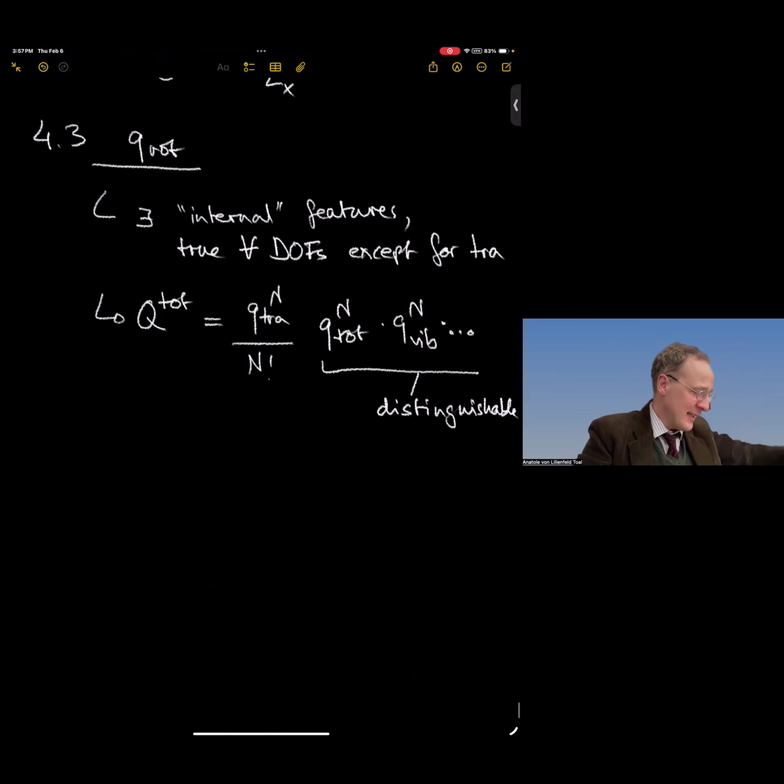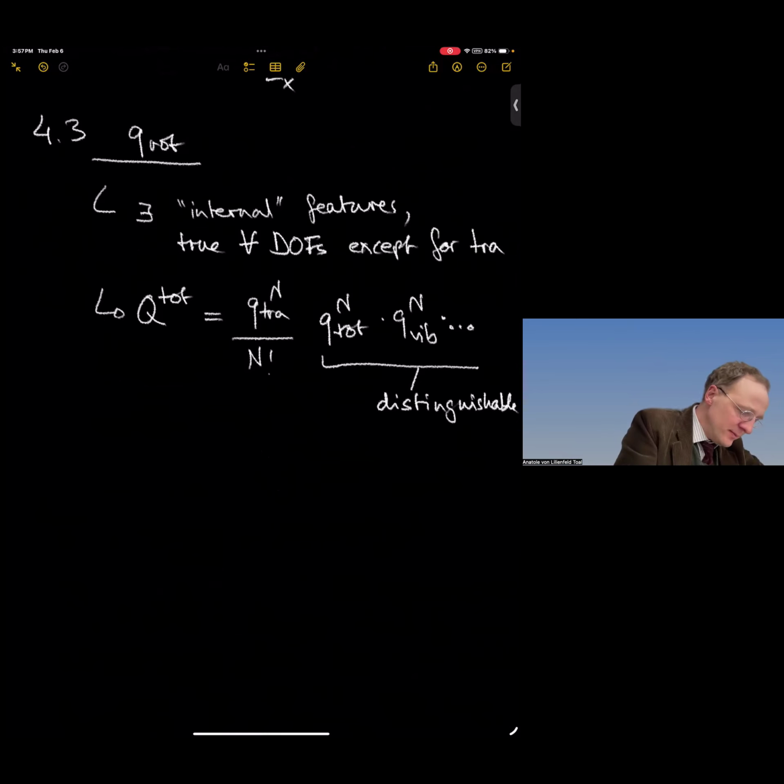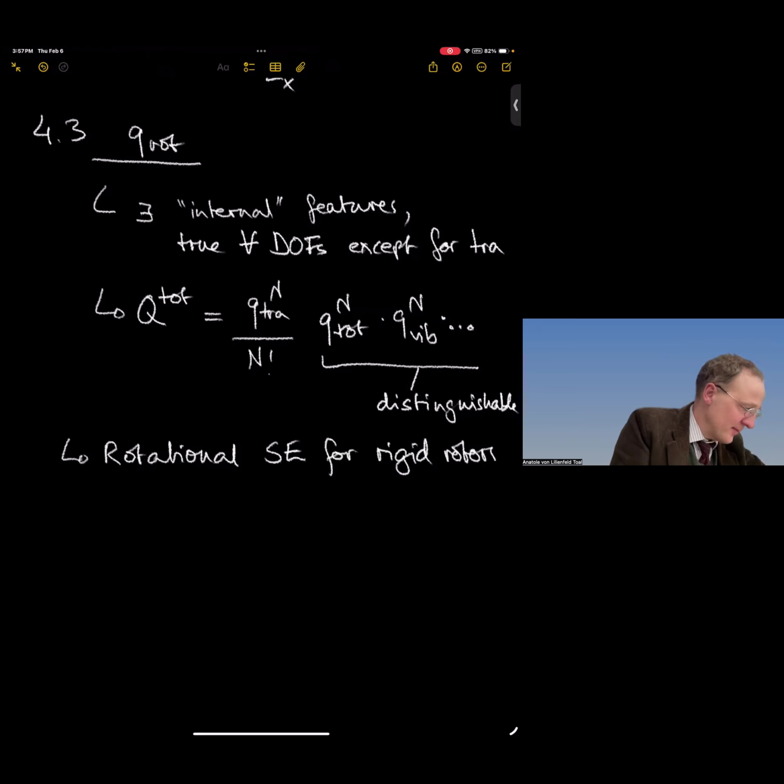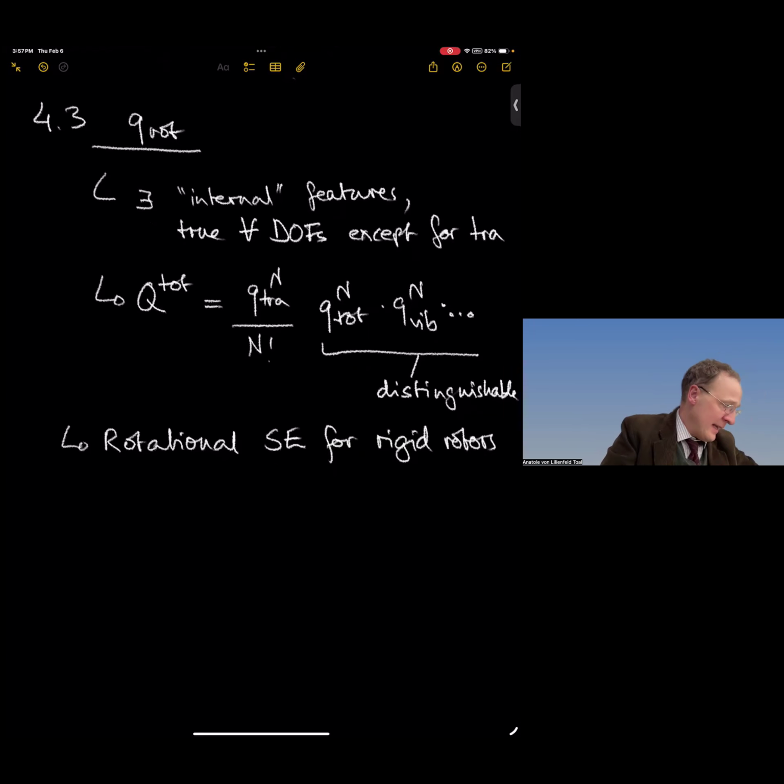So we started the rotational partition function, and we have a Schrödinger equation for rotation. The rotational Schrödinger equation for rigid rotors. And also here the solution is known. I hope, fingers crossed, you studied this already. If not, you will find plenty of examples in the literature.